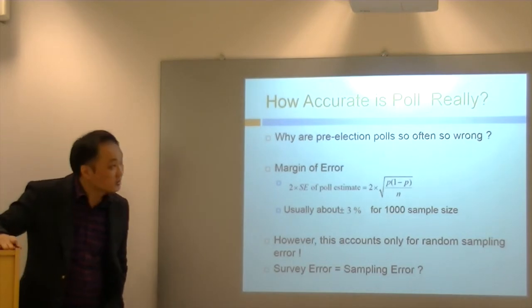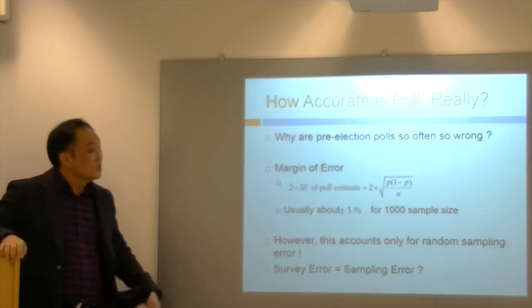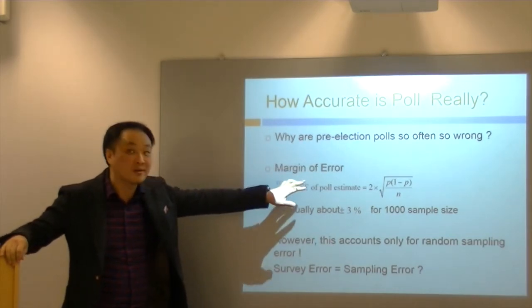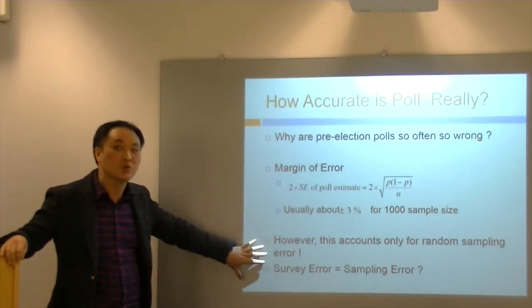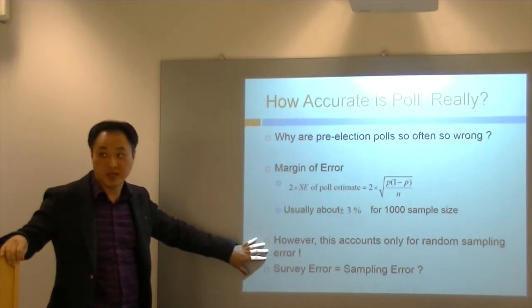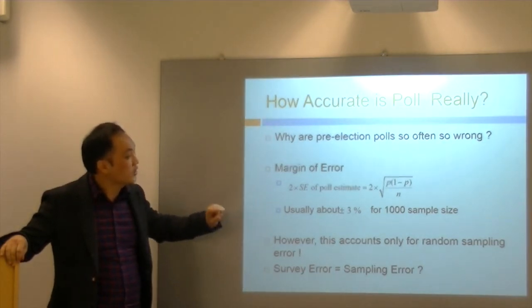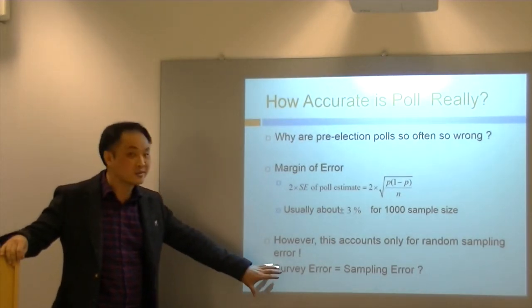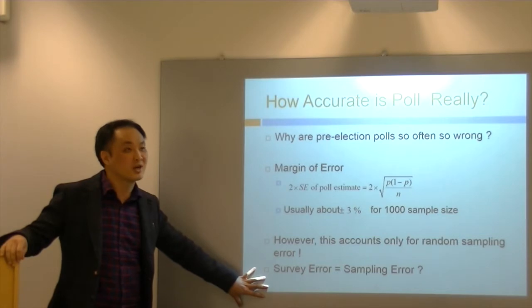When we talk about survey error, many people just think about sampling error. The most widely used concept of survey error is margin of error, which is based just on sample size. However, here's a big question: we know that there are non-sampling errors, right? If we really want to use this concept, we have to assume that most of survey error comes from sampling error. Is this a correct assumption or not?